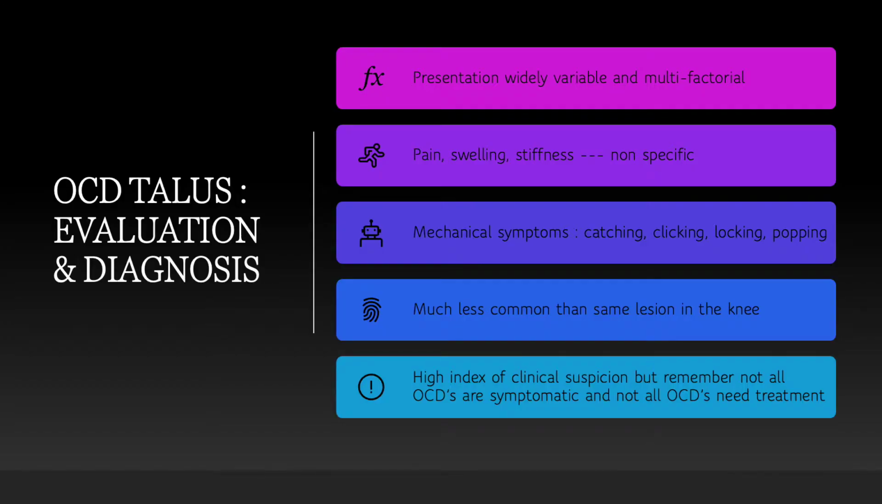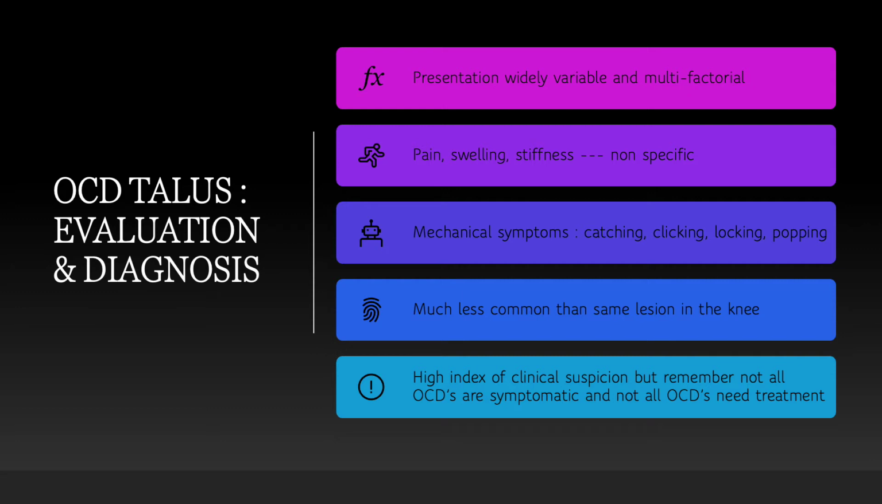The presentation of an osteochondral lesion of the talus can vary widely and can be multifactorial. Patients may often complain of pain, swelling, and stiffness, but this is relatively nonspecific with regards to OCDs. Most patients, however, do have mechanical symptoms, which would include catching, clicking, locking, popping, and the sort. These are much less common than the same lesion in the knee, where mechanical symptoms are much more prevalent and frequent.